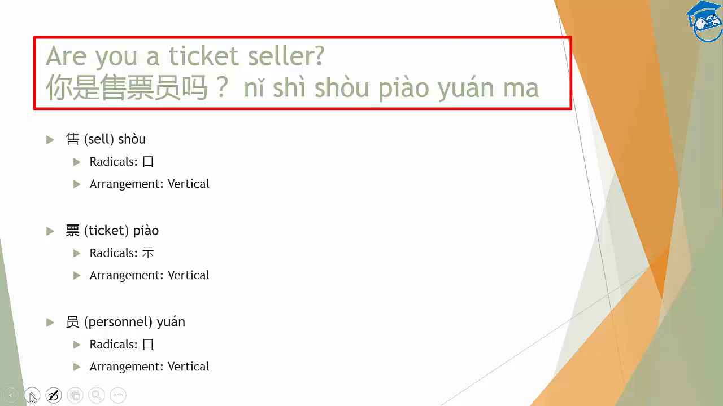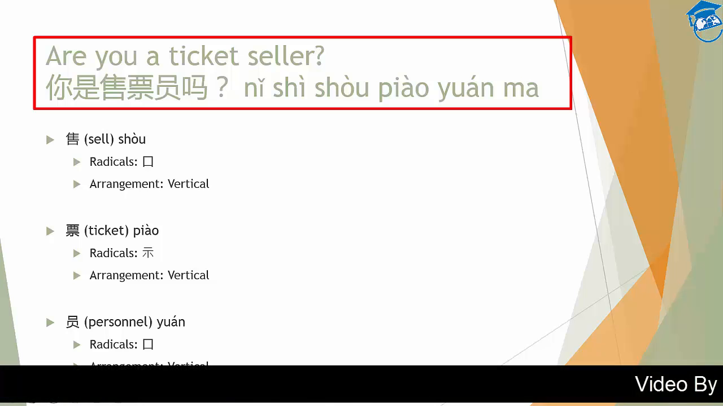Next one, when we are traveling, we'll often encounter a ticket seller. So I'll introduce you these words with a sample sentence. It is, Are you a ticket seller? 你是售票员吗? And if you still remember, I'm just doing a refresher here. You can also ask, 你是不是售票员? As another way of asking yes and no question.